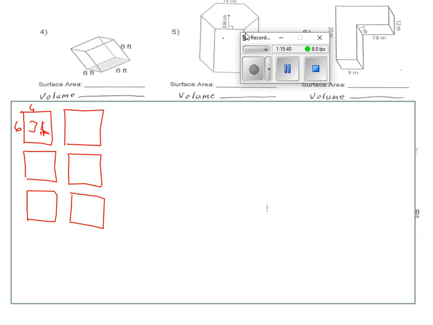18 by 7. How about this one? 7 by 19. How about this nose part out here? That would be 7 by 12.